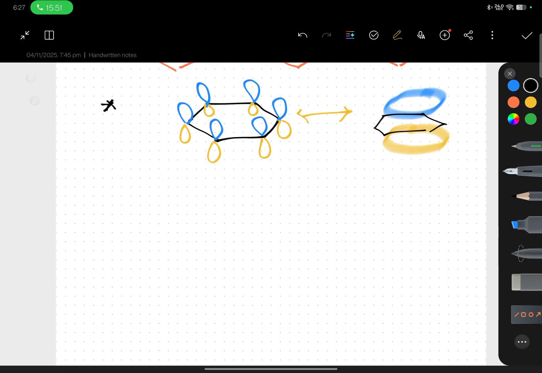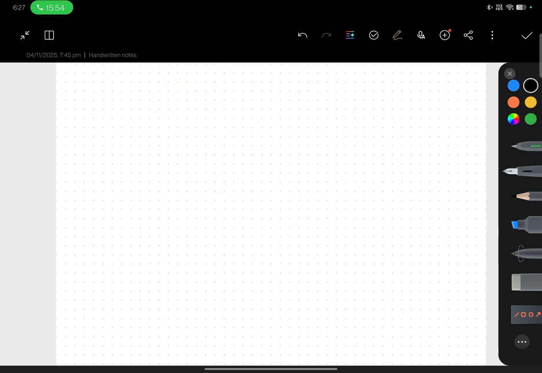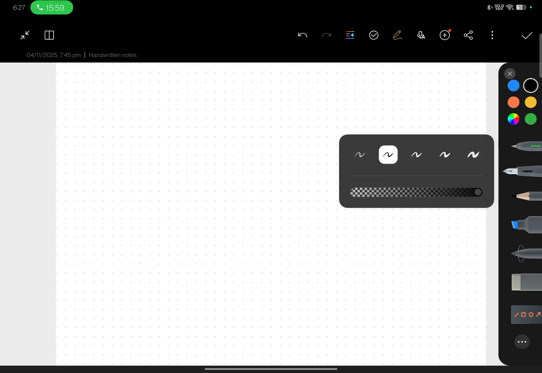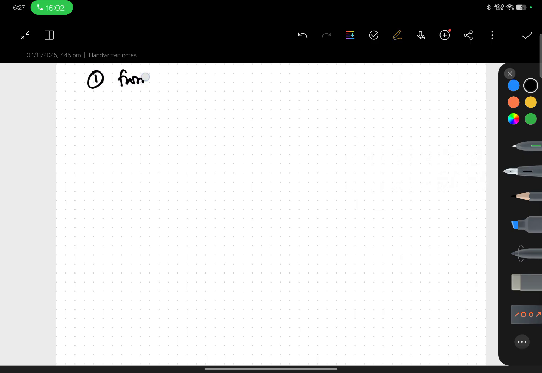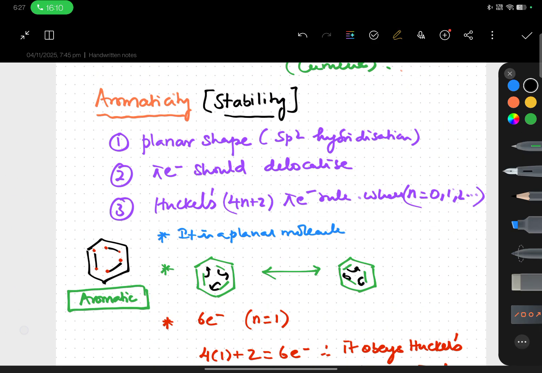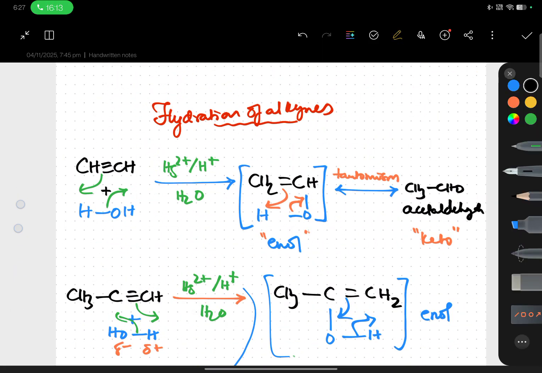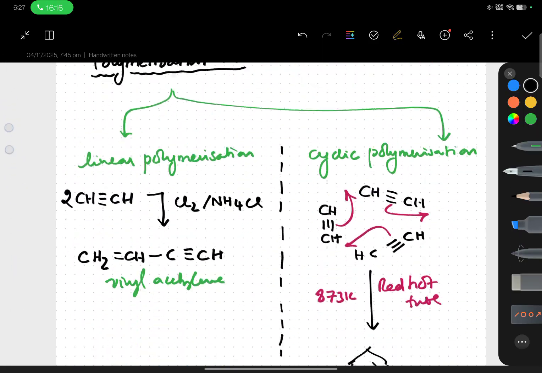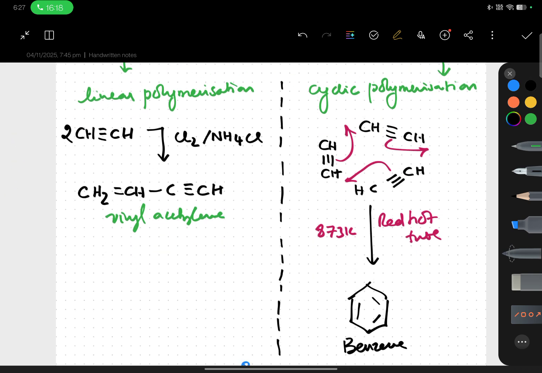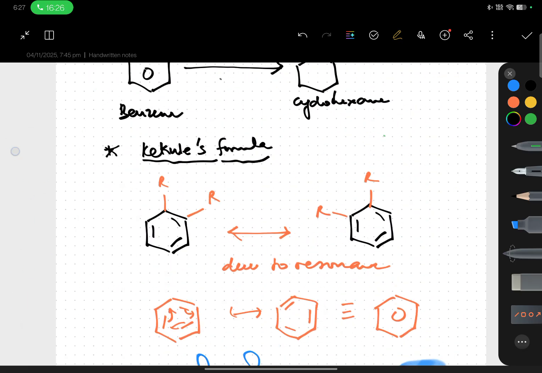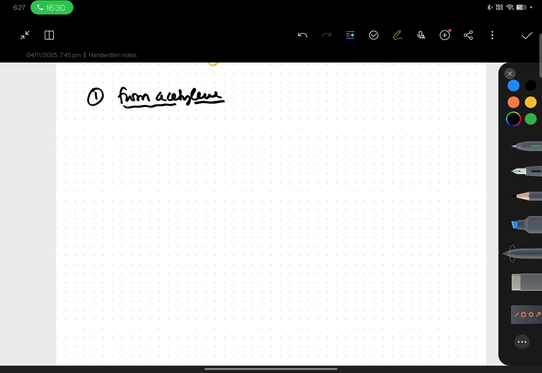What are all the various methods of preparing the benzene compounds or benzene itself? So one reaction we already saw, from acetylene. Just now we saw, right? From acetylene you can prepare benzene by cyclization, I told you, no? So this reaction. So this is one method of preparing.